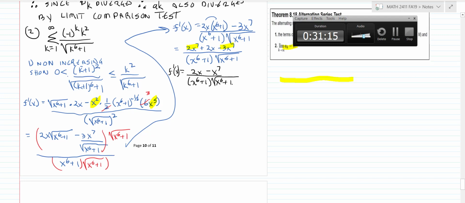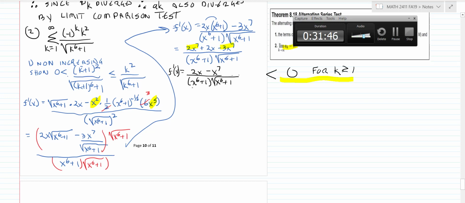Okay, so we have to show that this is decreasing, so we have to show that this derivative is negative for k greater than or equal to 1. Because our series starts at k greater than or equal to 1. Well, there's several ways to show this. You could do a critical point if you wanted to, or you can just see this. This actually is not too hard to see in your head, so I'm okay if you did something like this.